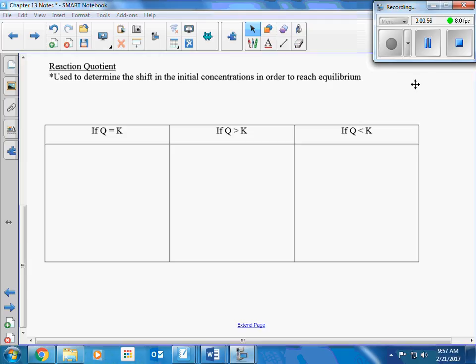But if Q is equal to K, what do we know we're at? Equilibrium, so our teeter-totter is even, right? And then if Q is greater than K, it says that we need to shift it to the left, because if Q is greater, what do I have more of? Products. And then the opposite for that.